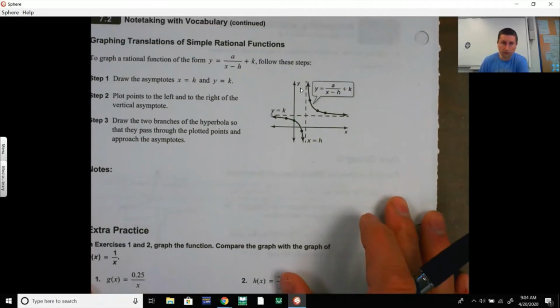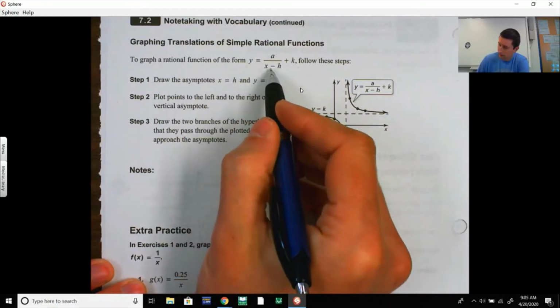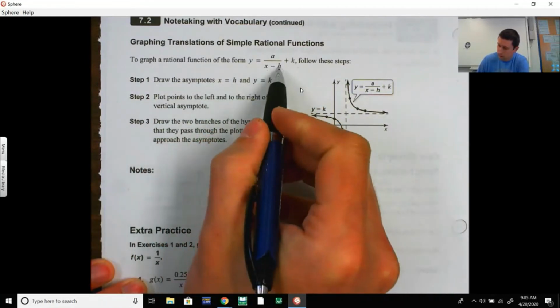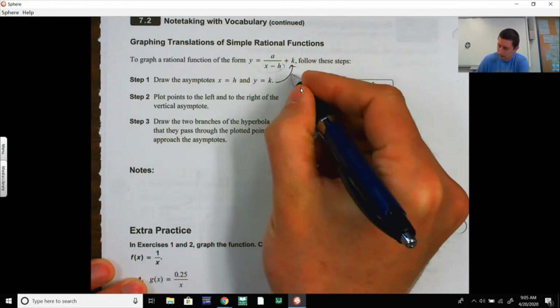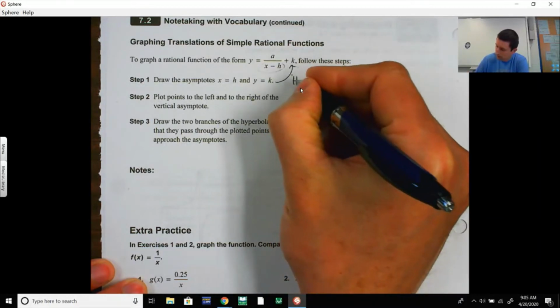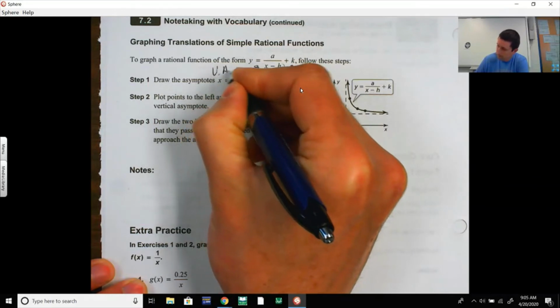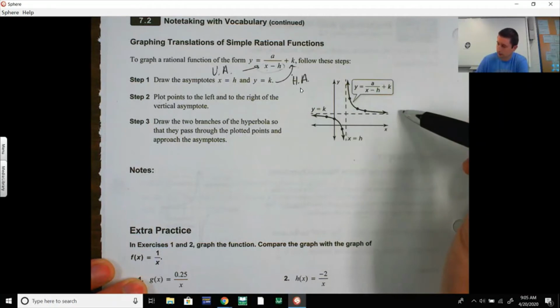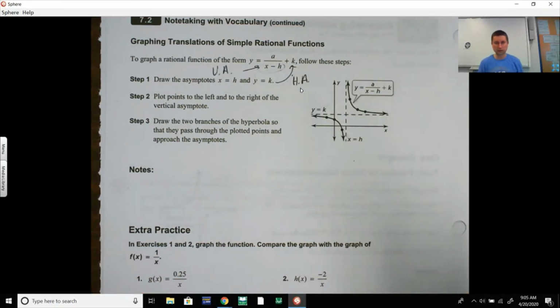Okay, here's your general formula. So to graph a rational function of the form y equals a over x minus h plus k, draw the asymptotes x equals h, so that's where the denominator equals 0, and y equals k. So again, that tells you your horizontal asymptote, and this tells you your vertical asymptote. Okay, x equals h is a vertical line, y equals k is a horizontal line. Plot points to the left and right. There, I want you to actually plug in numbers to do it, and then draw the two branches.